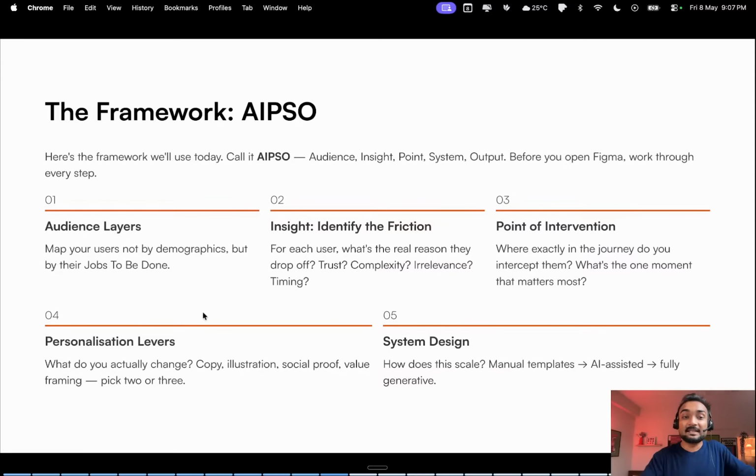So these are the five steps of the framework called AIPSO that you can use to solve this problem, starting from audience to insight, where you're identifying the friction, to point of intervention, to personalization levers, to system design. And by the way, this framework is specially for onboarding. This is not a design thinking framework. This is an onboarding framework.